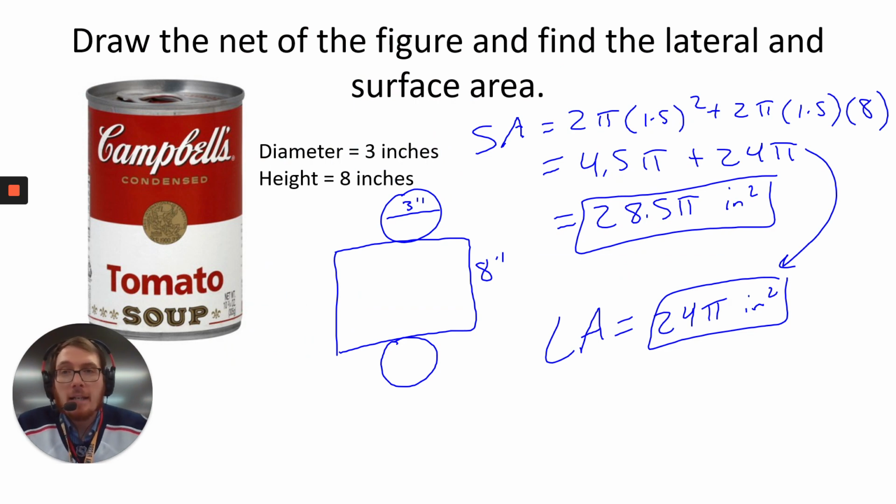Okay, so here's a soup can. It says the diameter is 3 inches and the height is 8 inches. So you need to draw the net. The net should be a rectangle with 2 circles on the top and bottom. Notice I labeled the diameter of this one and the height of the label.